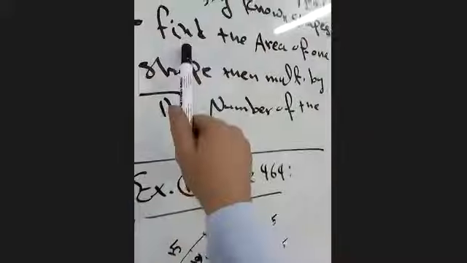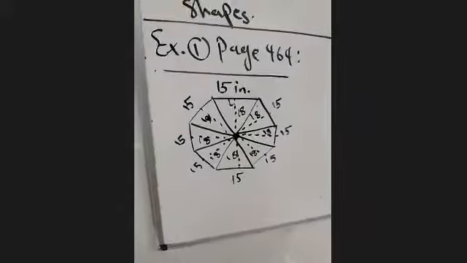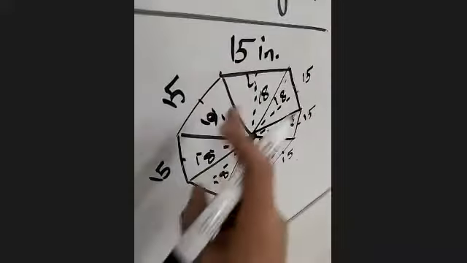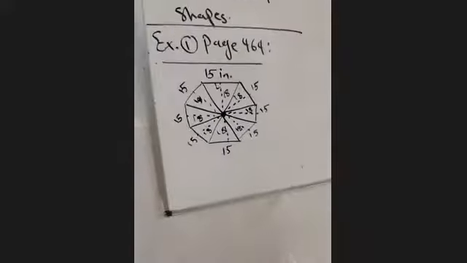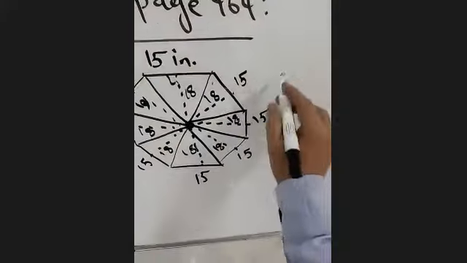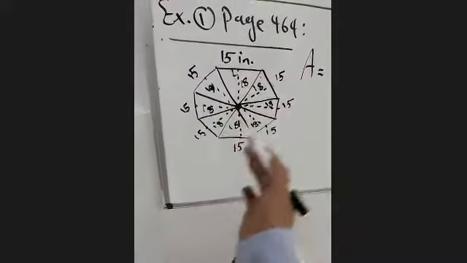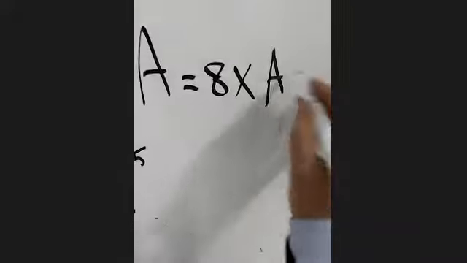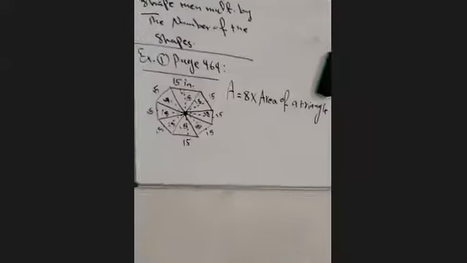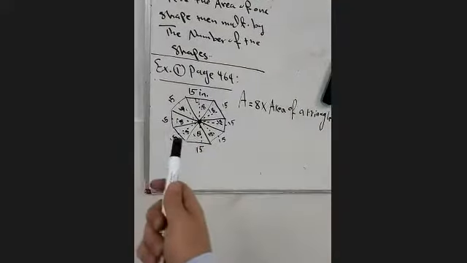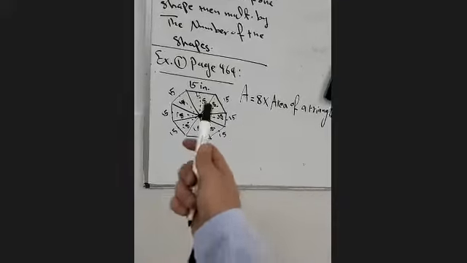So the second step, find the area of one shape, means one triangle. We know the area of one triangle. Because all of the triangles have the same base and the same height, all of the triangles have the same area. So what is the total area here? The total area, A equals, we have 8 triangles, so I'll write 8 multiply area of one triangle. The total area of this octagon is 8 times the area of a triangle. Why 8? Because we have 8 triangles.